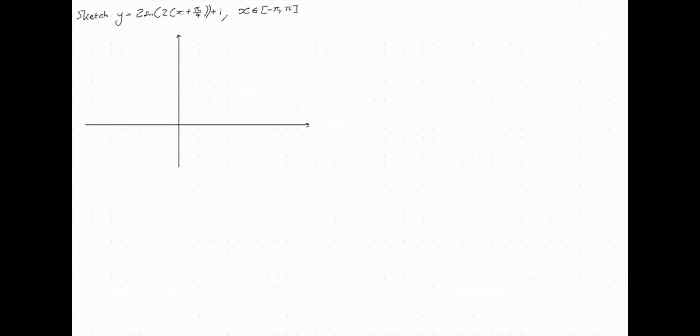Now, regardless of the domain, what I'd like to do when I have these questions is go through the basic format. So in this case, we have a sine graph, and there's no inversion. It's just a regular situation. So I like to look at what a regular sine graph looks like. So this is y equals sine x.